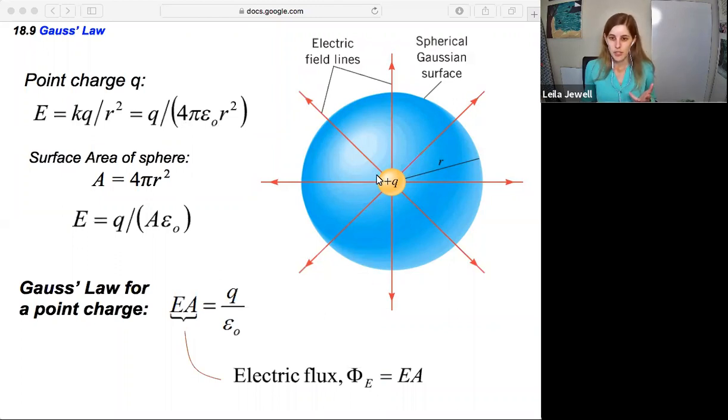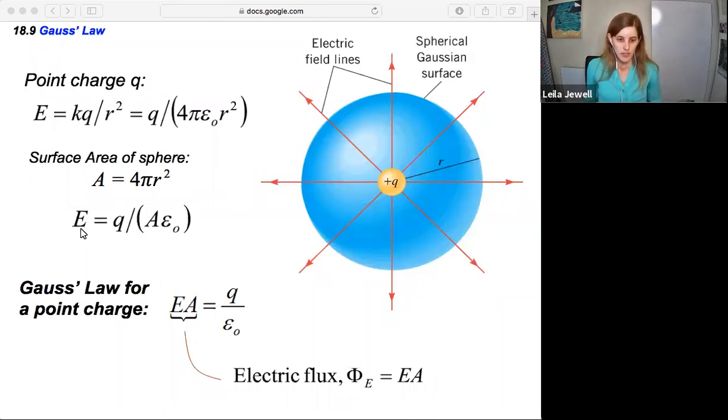So if we have a point charge and we imagine having a spherical Gaussian surface, we draw a sphere outside of the point charge surrounding it. And we can say the area of that sphere, of all of that surface surrounding the point charge, is 4 pi r squared. Knowing that, we can plug in that is our area. So we get that the electric field is the charge divided by the area divided by epsilon naught.